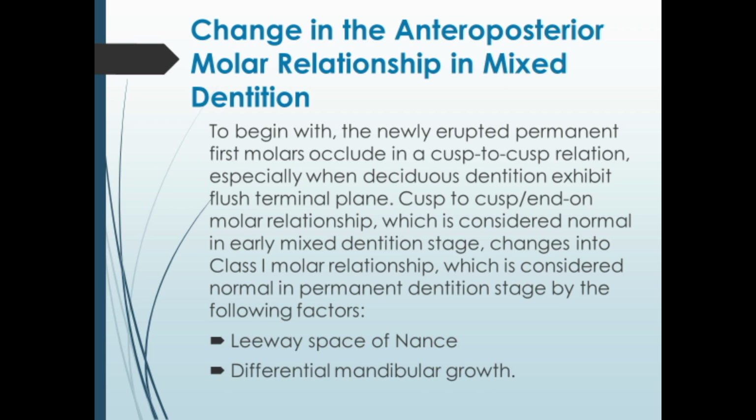Differential mandibular growth. During growing period, both the maxilla and the mandible grow downward and forward. However, the mandible grows relatively more forward than the maxilla during this developmental stage. Such differential mandibular growth is thought to contribute to the transition from end-on to class I molar relation.